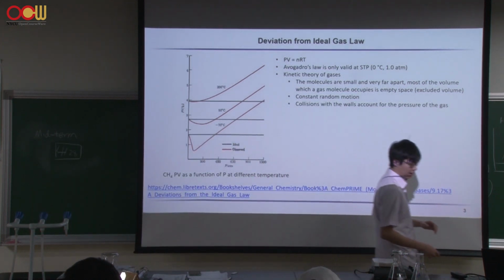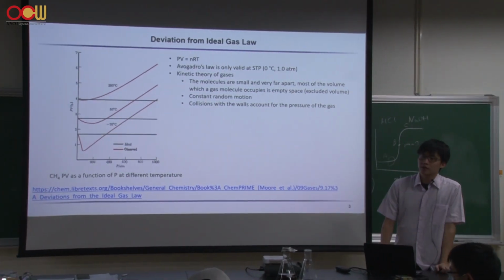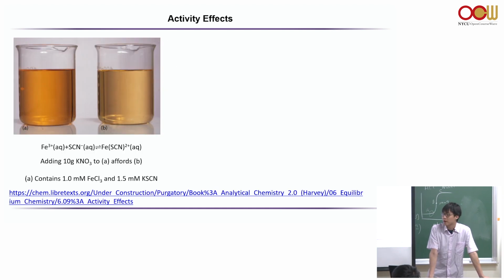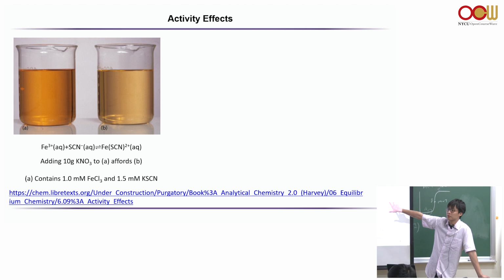If we remember, ammonia and carbon dioxide have intermolecular forces, and that changes the behavior of the molecules. It's not truly random motion anymore. At some instant, they may form a cluster. Now think about solutions. This is a complex ion formation, thiocyanate. You've probably seen it before. The solution on the left is a 1 millimole iron chloride solution, and then you have 1.5 millimole, a slight excess, of potassium thiocyanate solution. Upon adding 10 grams of potassium nitrate, you see the color of the beaker on the right become lighter.